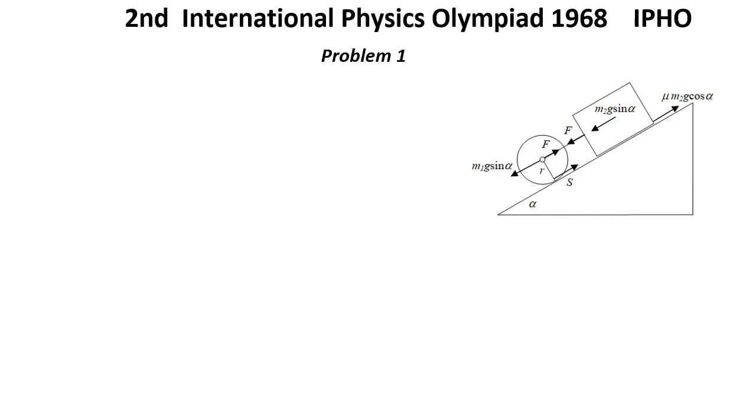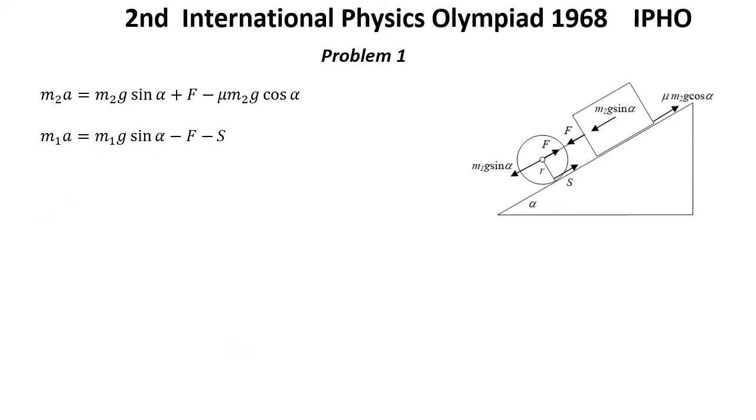The net force causing the acceleration of the block is this one. m2a equal m2g sine alpha plus force F minus force of friction, which is mu m2g cosine alpha. And the net force causing the acceleration of the cylinder is this one.